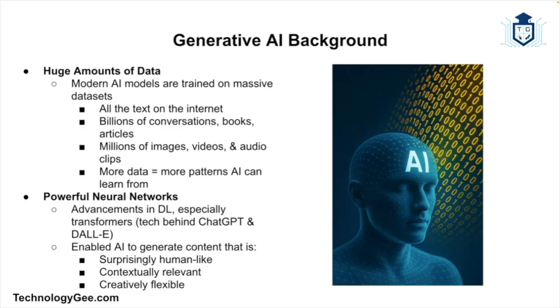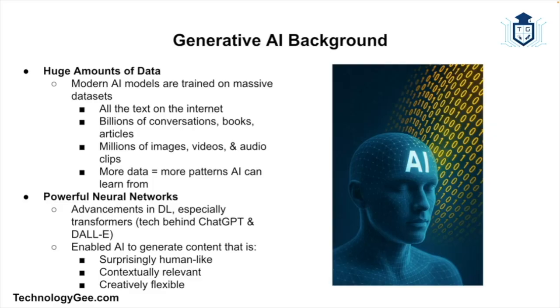So, why is this thing exploding now? Well, there are two reasons. First, there is huge amounts of data floating around out there. So AI models today, they're trained on massive data sets, like all the text on the internet or millions of images. And then there are powerful neural networks. So deep learning, especially something called transformers, they make it possible to generate content that's shockingly human-like.